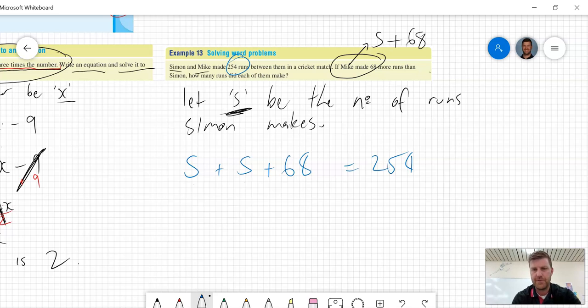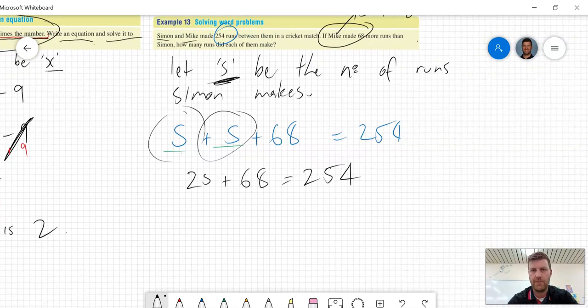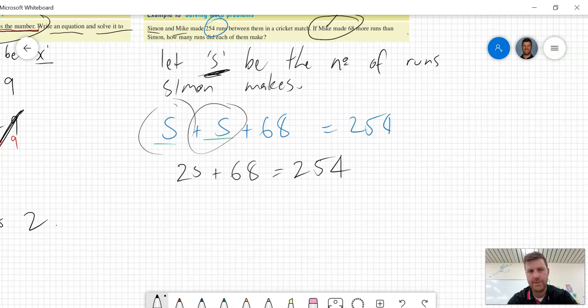I know it's written in two different terms there, S and S. We can actually collect those because they are like terms, aren't they? We've covered that in a previous video as well. So those two like terms, S plus S, is actually 2S plus 68 is equal to 254. And now I can just go ahead and solve for S, solve for the number of runs Simon made. So, what I'm going to do, I take 68 from the left-hand side, and if I do that, I need to take 68 from the right-hand side.